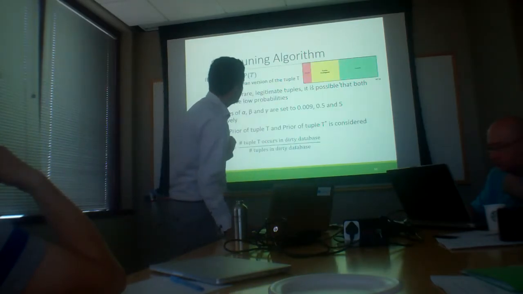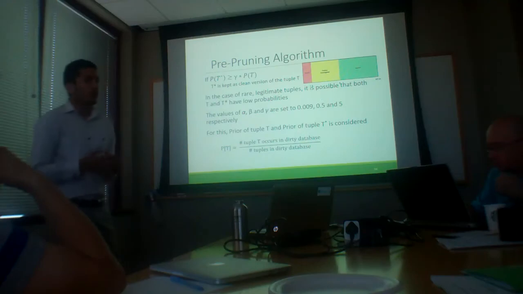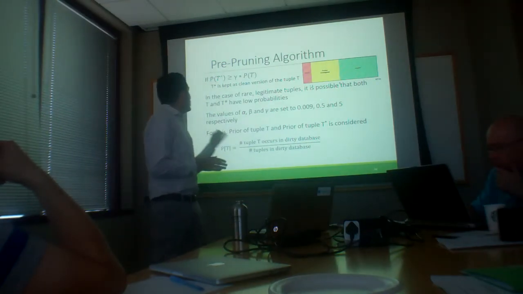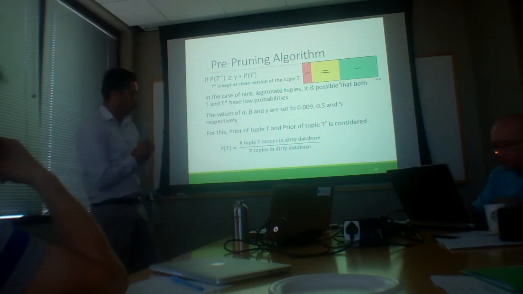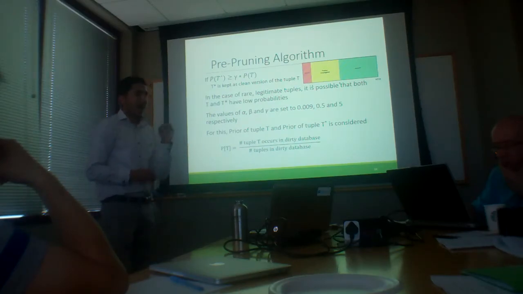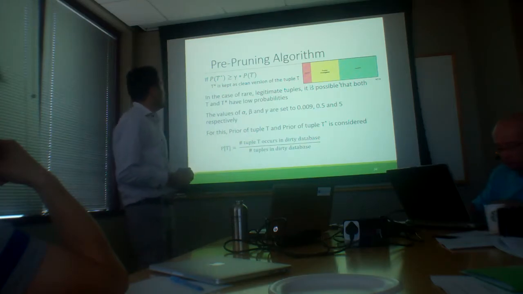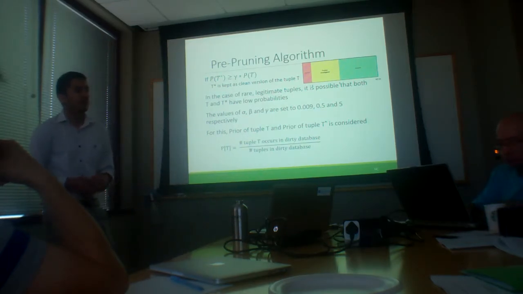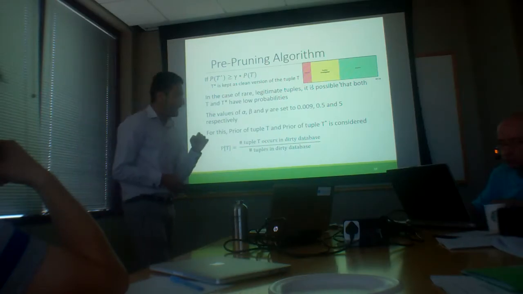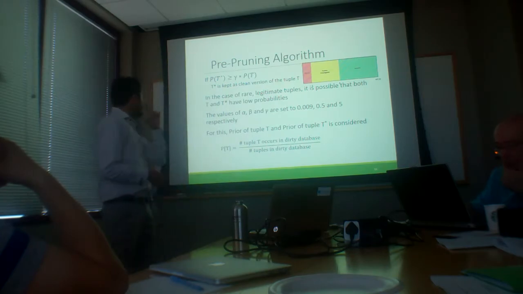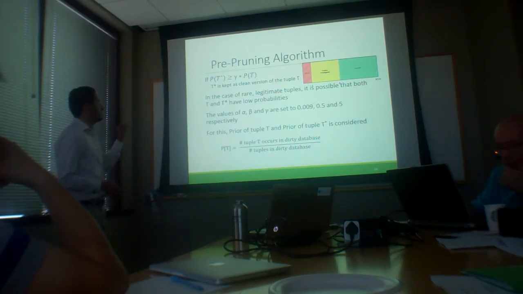In order to consider those tuples, we compare their prior values. If the prior of the rectification is higher than the prior of the tuple under investigation, we will consider that tuple to be relevant, and we will store that tuple into the probabilistic database. So we are using a fixed value called gamma here.